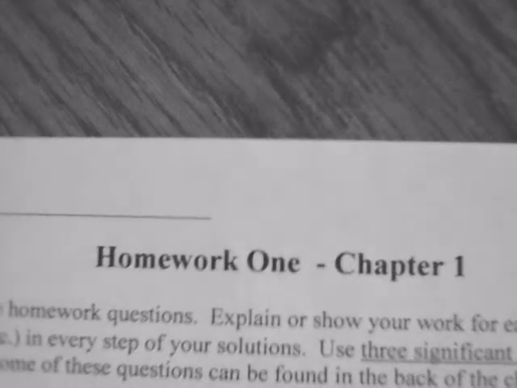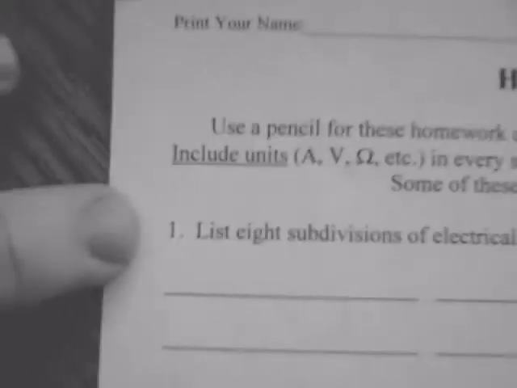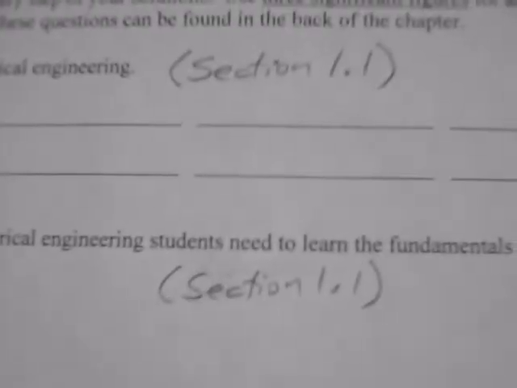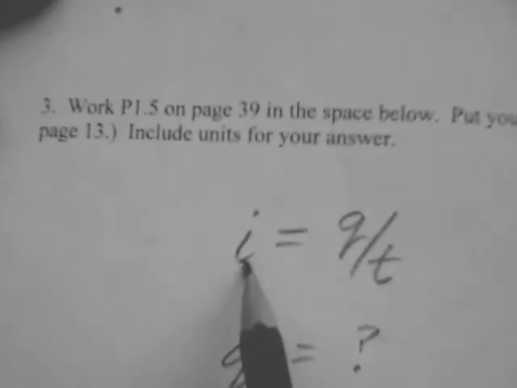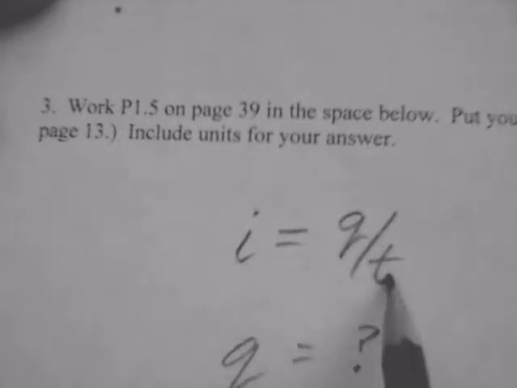On homework number 1, the best thing to do when you're looking at these two problems, 1 and 2, is just to look in section 1.1 of the textbook. Problem number 3, you'll have to use a few equations for that. The first one is that the current is equal to the charge divided by time. You simply solve for the charge in coulombs there.